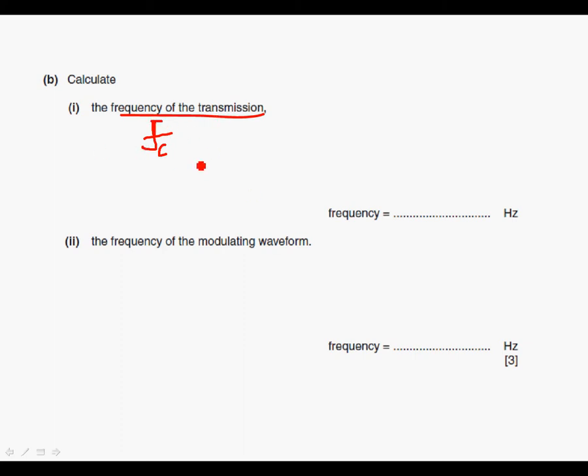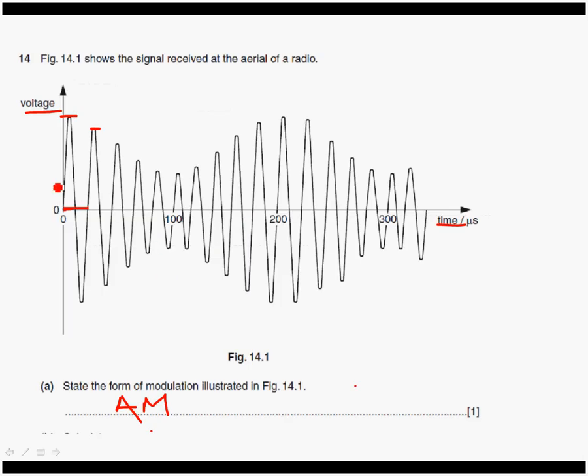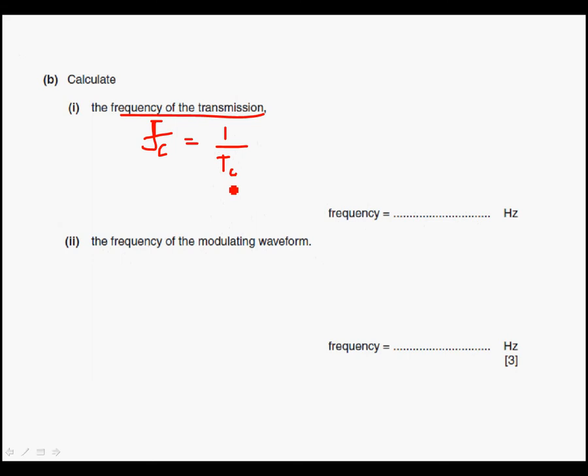So the frequency of the carrier wave can be found as 1 over the time period of the carrier wave. If you count the number of waves, that's 1, 2, 3, 4 and 5 carrier waves in a time of 100 microseconds. So 5 waves is 100 microseconds, and one carrier wave would be 20 microseconds. So it would be 1 over 20 microseconds, so 20 times 10 to the power negative 6.